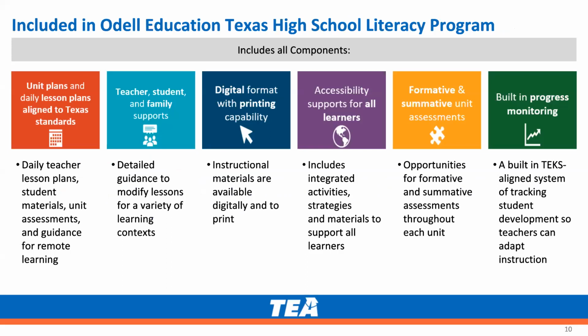As mentioned, these are the 6 criteria that are required to be included as a Texas Home Learning product. The Odell Texas High School Literacy Program does include daily teacher lesson plans, student materials, unit assessments, and guidance for remote learning, as well as guidance on how to modify lessons for a variety of learning contexts. The materials will be available both digitally and in print with integrated activities that support all learners. Finally, there will be opportunities for formative and summative assessments integrated into each unit, and a built-in TEKS-aligned system of tracking student development so that teachers can adapt instruction. As we go through sharing a little bit more about the Odell Education Texas product with you today, you'll be able to see how some of these things take shape in the product itself.